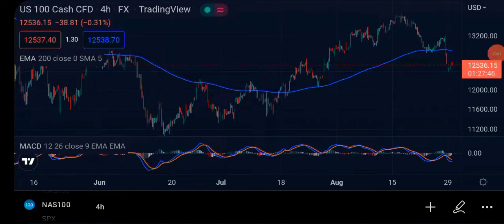Good evening. I'll be taking you through how to use MACD, that's the moving average convergence divergence, to determine market trend and to know when to take a trade, the perfect time to enter a trade.